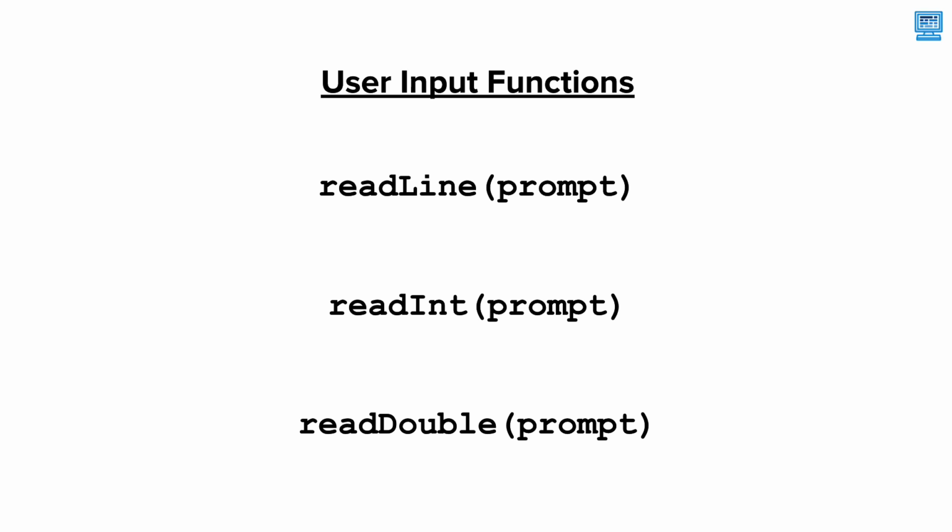User input in C++ programs will utilize three functions from our util library: readLine, readInt, and readDouble. Notice that each of these has the word prompt inside the parentheses. This signifies that we can pass the command a prompt in the form of a string to ask the user.